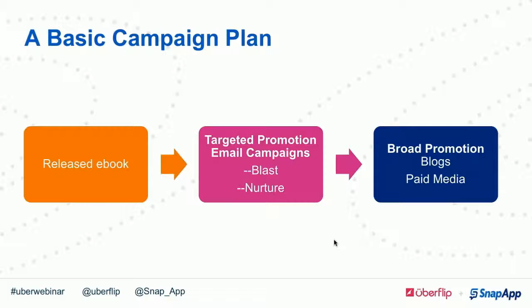So a lot of us have the emails, right? We do our one blast email. Hey, read this ebook, download now. We do our nurture campaign. We put the ebook in our drip stream. And then we might try to use the ebook to get some broad promotion, right? We might do some paid media for ebooks. We might do some blogs to try to reach that larger audience. But it's a pretty straightforward plan.